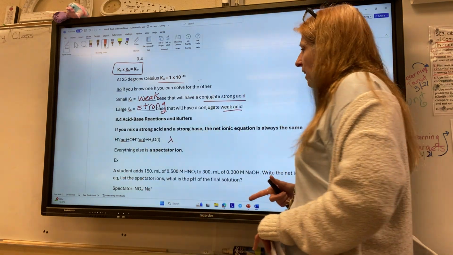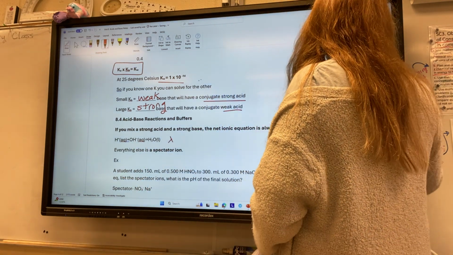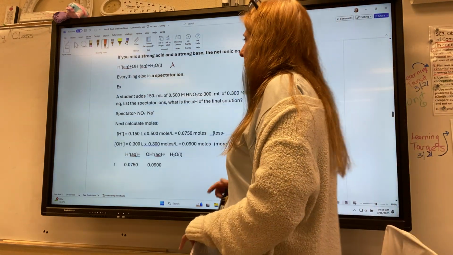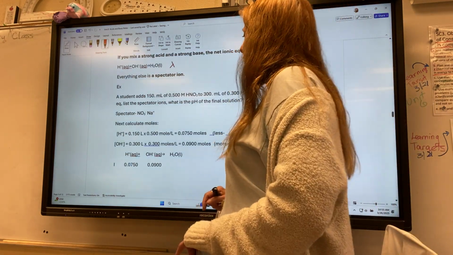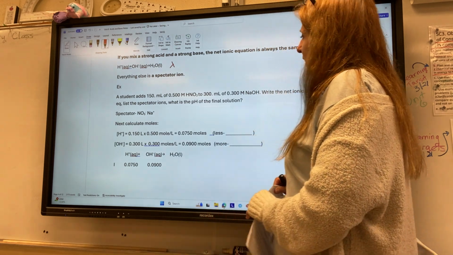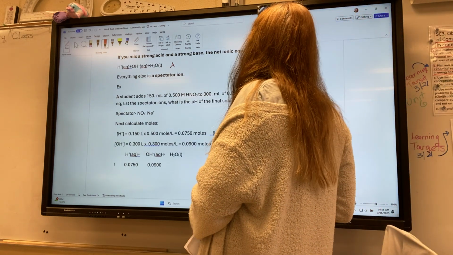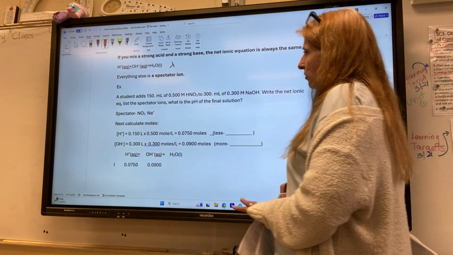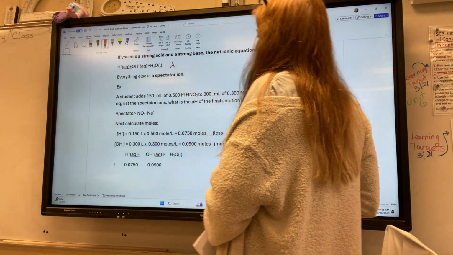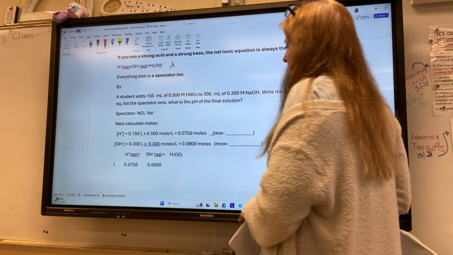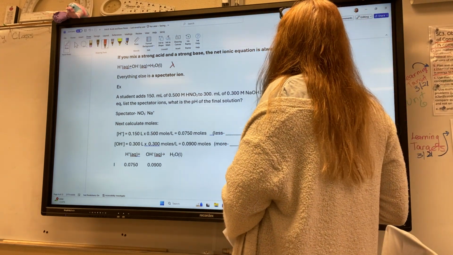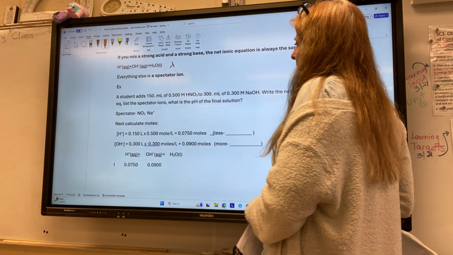Do you see that? So that means, remember, that's just floating around in the beaker, swimming around, having a good time doing nothing. Okay, here's an example problem. A student adds 150 milliliters of 0.5 molar nitric acid to 300 milliliters of 0.3 molar sodium hydroxide. Write the net ionic equation.